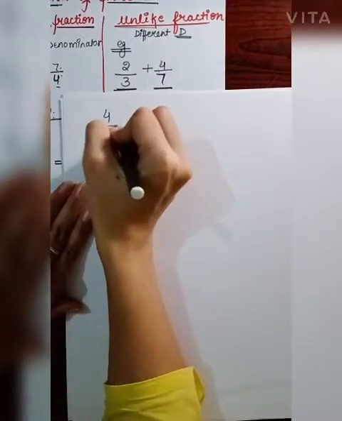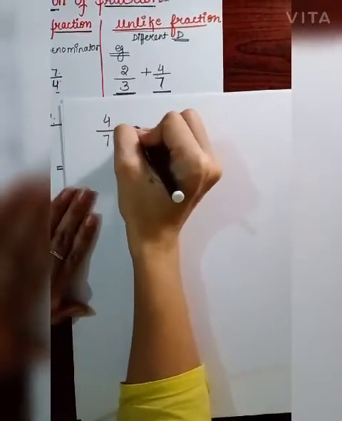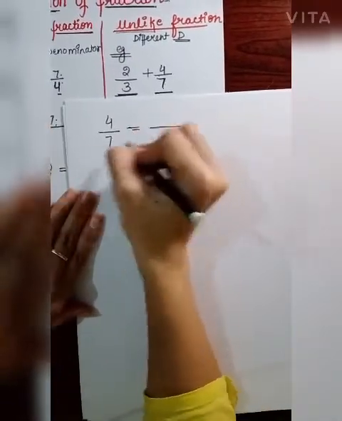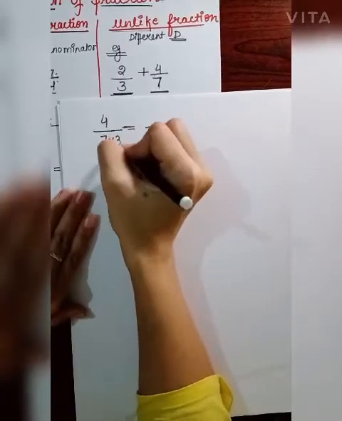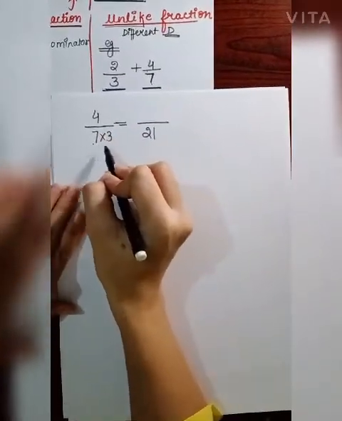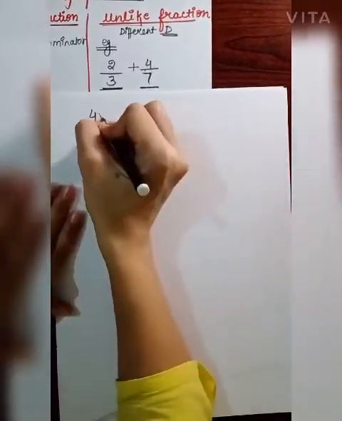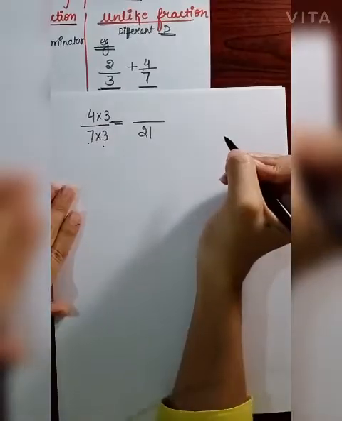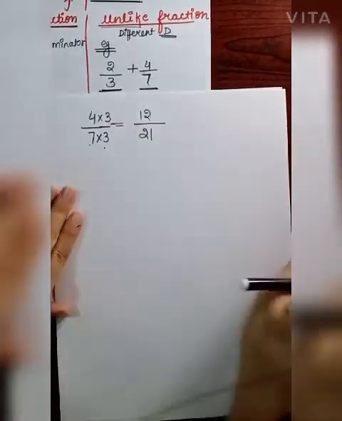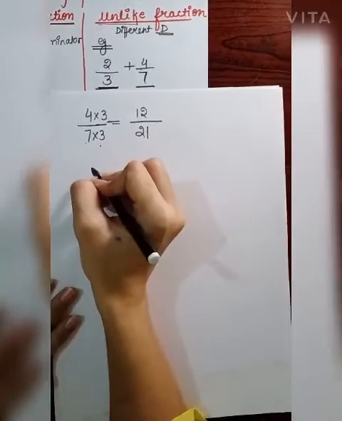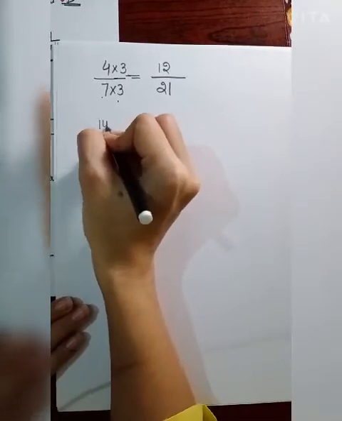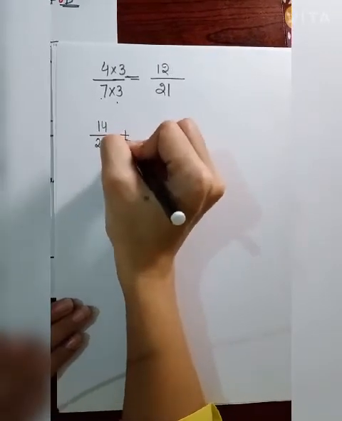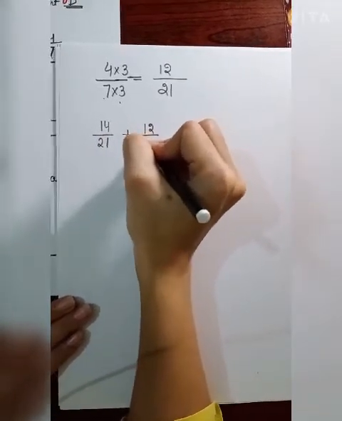Another number was 4 upon 7. Here we have to make the denominator 21. So we will multiply it by 3. Since we have multiplied the denominator by 3, we have to multiply the numerator by 3 also. So this will be 12. Our two numbers have come. Now our two numbers are 14 upon 21 and 12 upon 21.